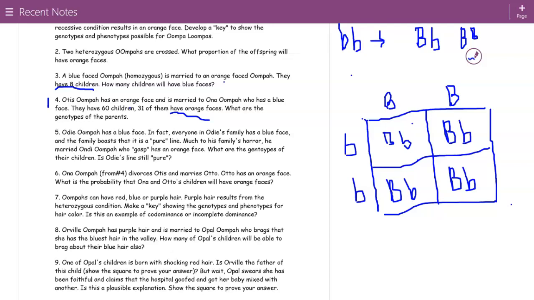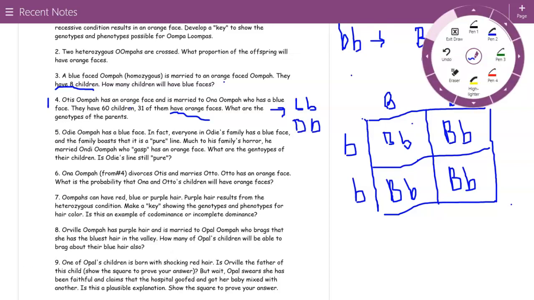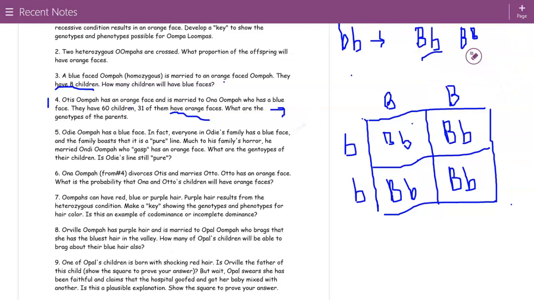Okay, so Ona has to be a heterozygote. Doesn't matter how many kids they have. Okay, so genotypes of the parents here would be: Otis has an orange face and Ona has to be heterozygous. I hope things are getting clearer and clearer. Okay.